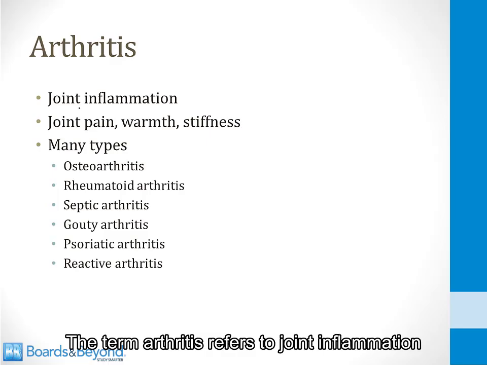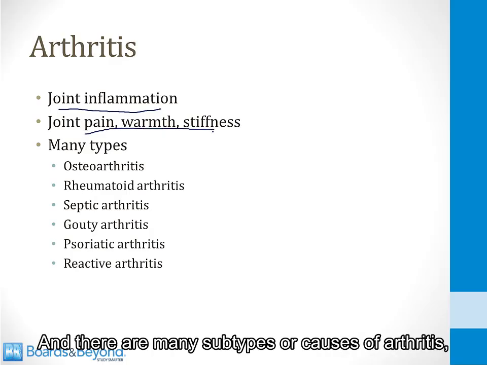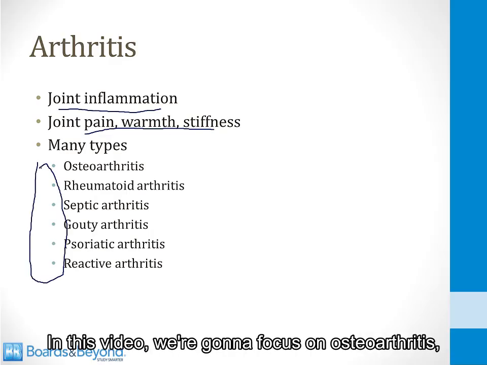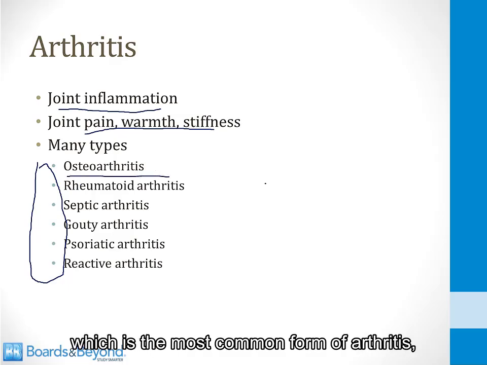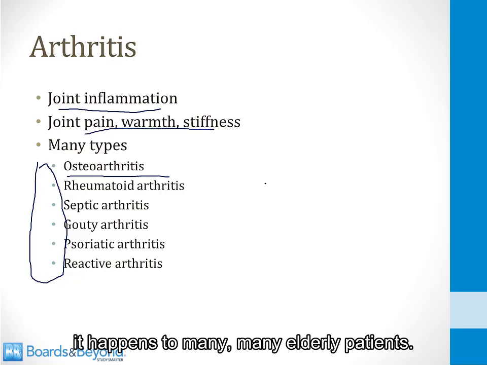The term arthritis refers to joint inflammation, and typical symptoms of arthritis include joint pain, warmth, and stiffness of the joint. And there are many subtypes or causes of arthritis. I've listed a number of them on the slide here. In this video we're going to focus on osteoarthritis, which is the most common form of arthritis. It's the form you're most likely to see clinically. It happens to many elderly patients.